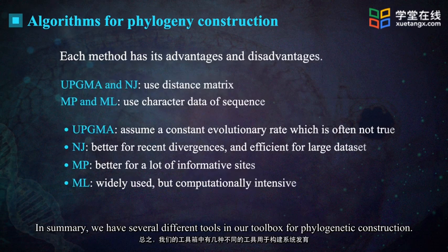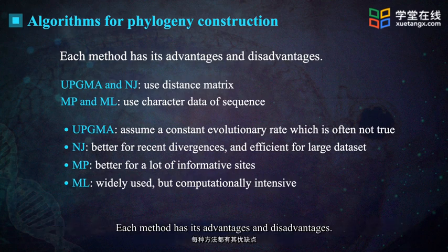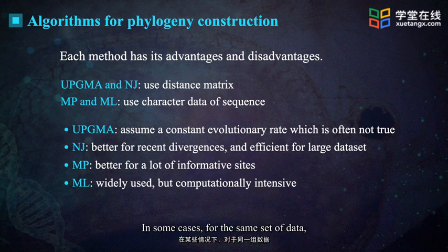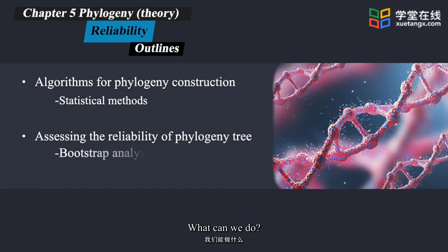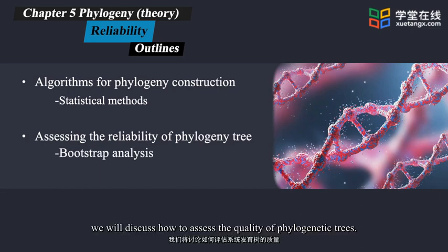In summary, we have several different tools in our toolbox for phylogenetic construction. Each method has its advantages and disadvantages. In some cases, for the same set of data, you may get different results using different methods. What can we do? We will discuss how to assess the quality of phylogenetic trees.